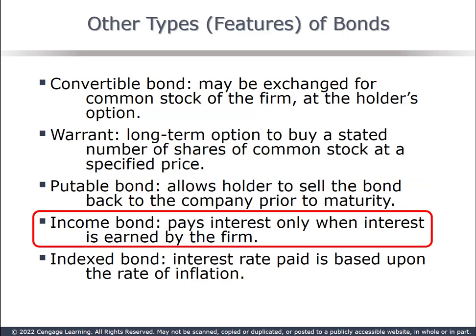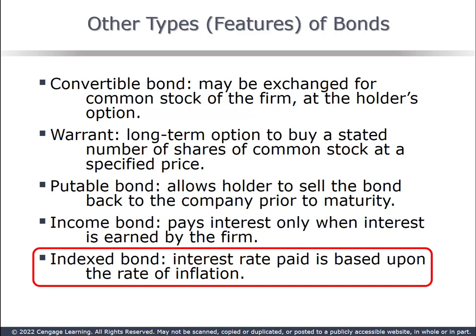An income bond only pays interest when the firm earns enough. Not good. Indexed bonds offer a coupon rate indexed to some benchmark rate. The U.S. Treasury offers TIPS, Treasury Inflation Protected Securities, which adjust for inflation.